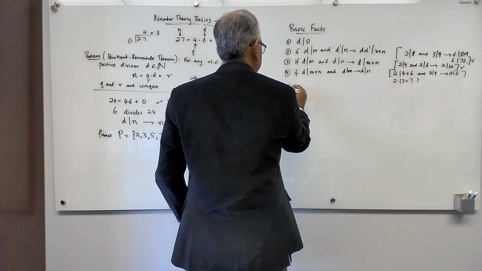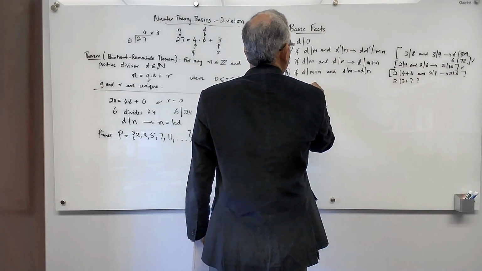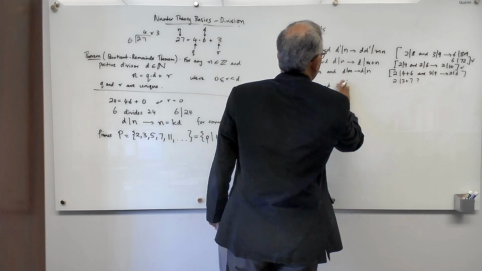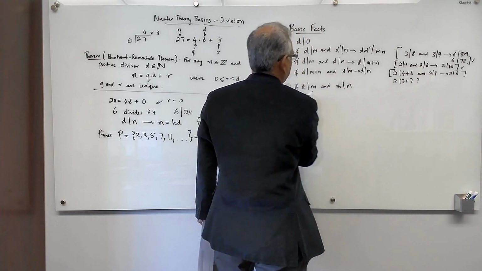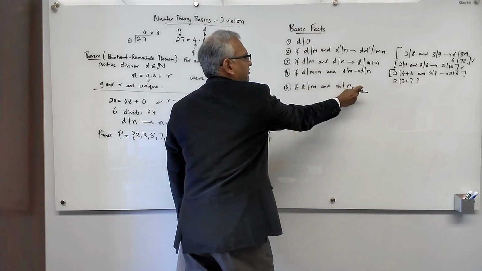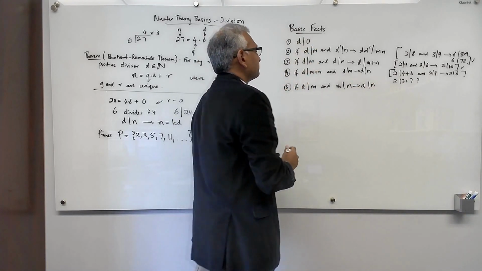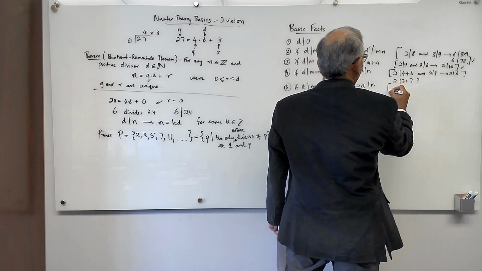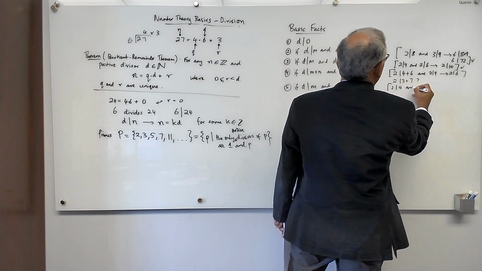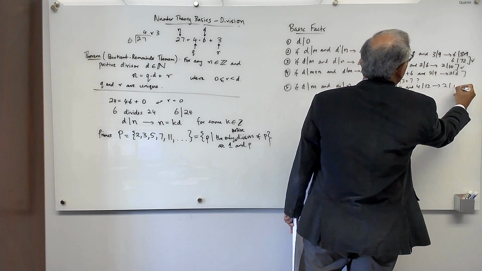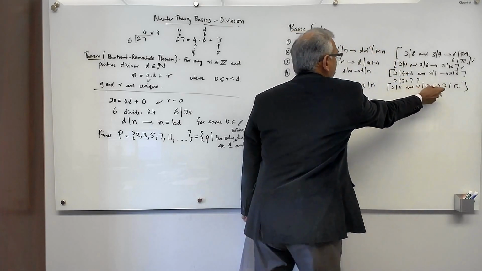And 5, if d divides m and m divides n, then d divides n. As an example, 2 divides 4 and 4 divides 12, so this means that 2 divides 12.